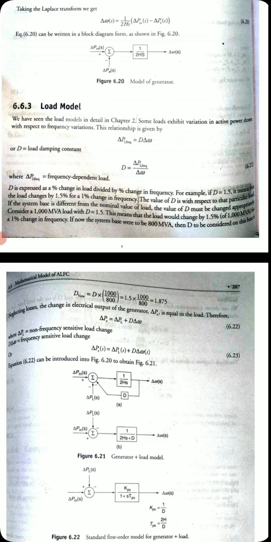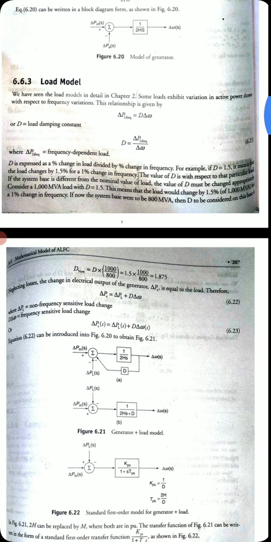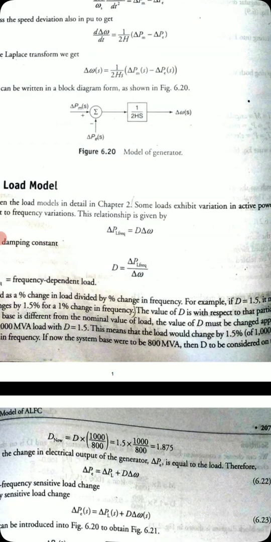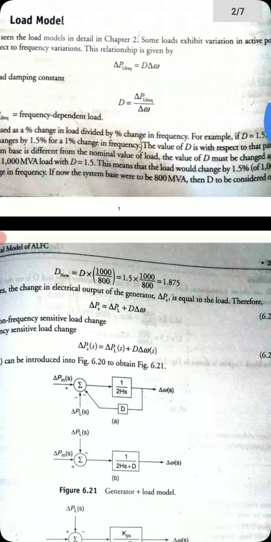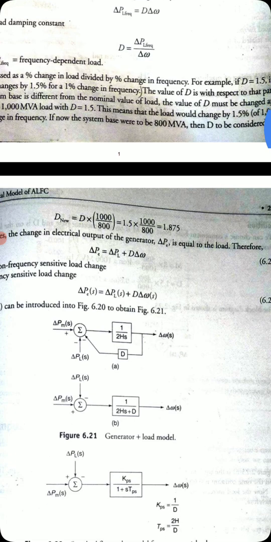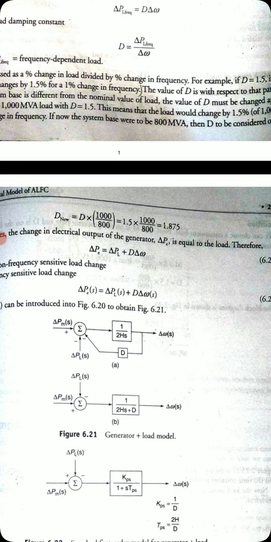So now the generator model is shifted to the generator plus load model. By introducing the D, you can see both figures here. In figure 6.2 you can see the model of the generator. In the same figure, D is now connected here. So what is D, we just saw.